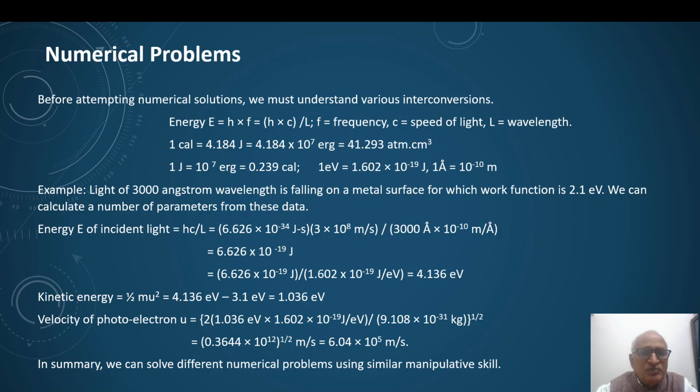From this data, we can calculate velocity of electron because m is constant. So velocity of photoelectron u can be calculated using the formula shown here, and we get the result 6.04 into 10 to the power 5 meter per second. In summary, we can solve different numerical problems using similar manipulations.